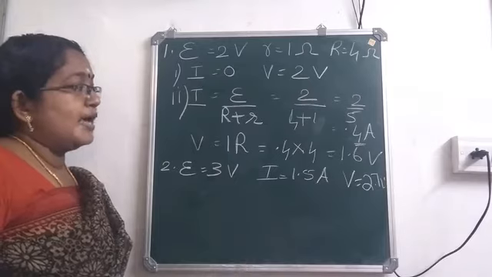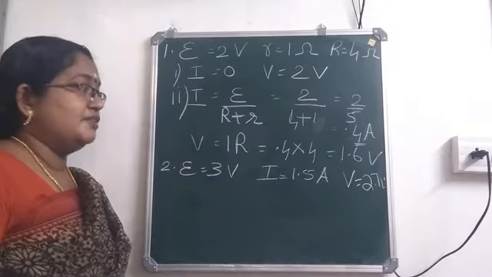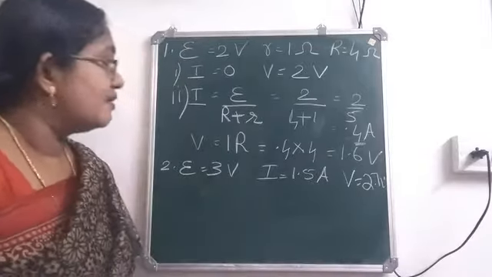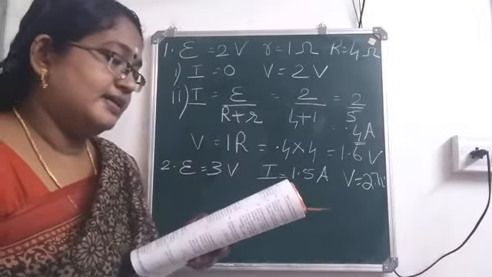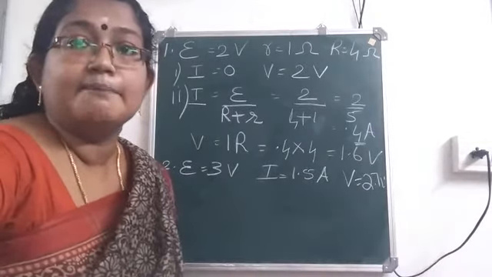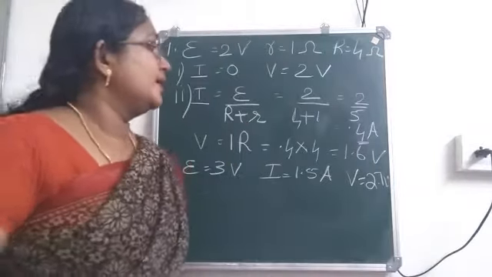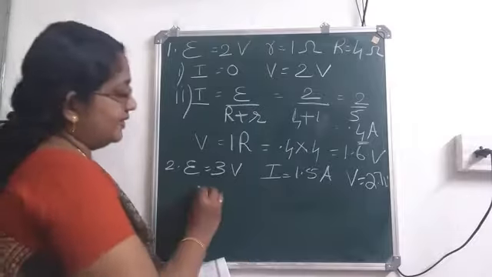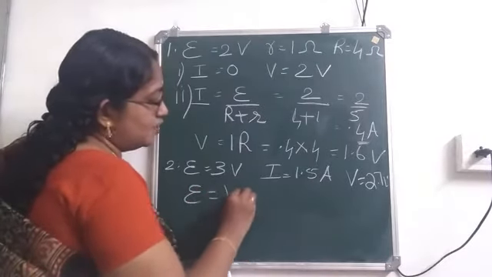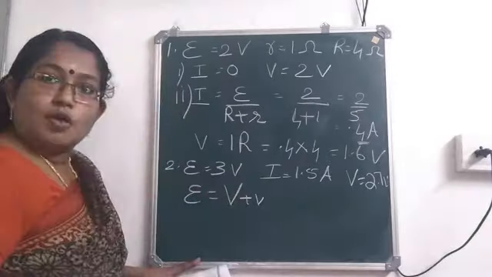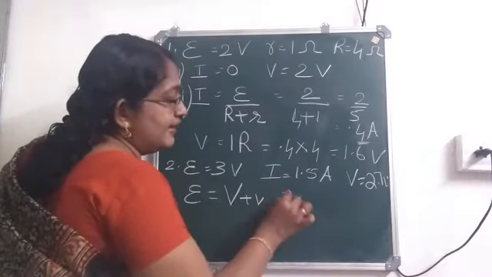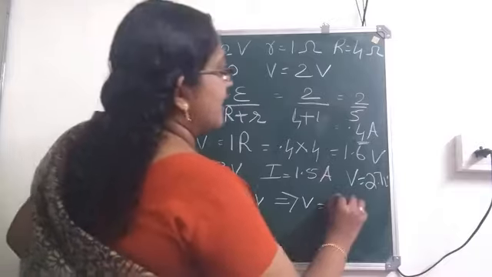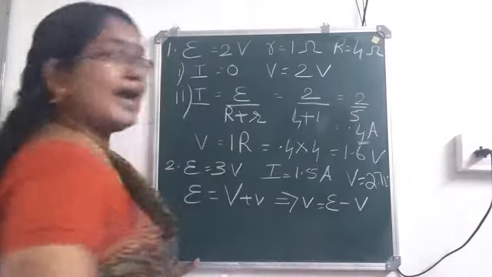Okay. So epsilon, I and capital V are given. We are asked to calculate the internal resistance offered by the battery. So here you have to remember the first equation we learned. Epsilon is equal to capital V plus small v. And from here you have to calculate small v. What will be small v? Epsilon minus capital V.